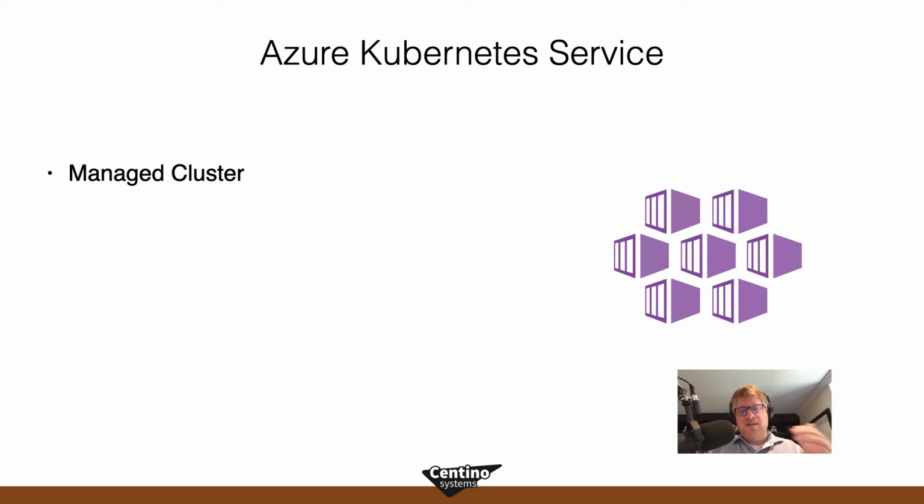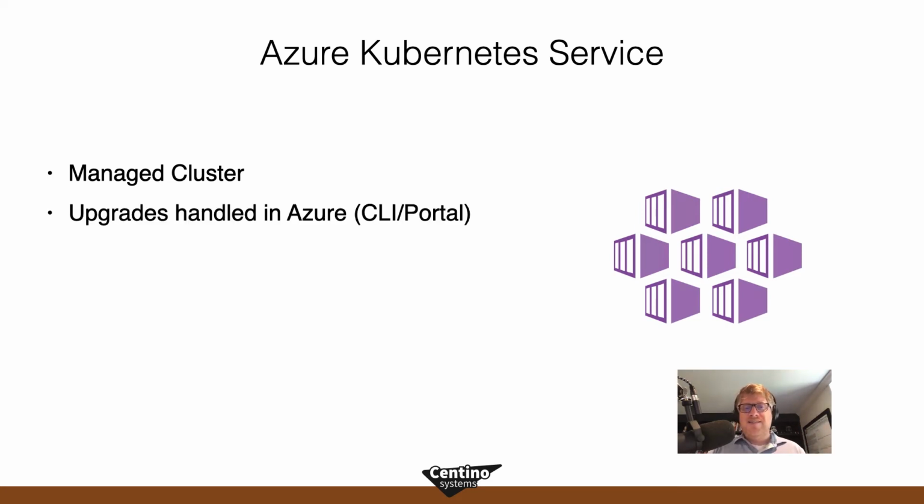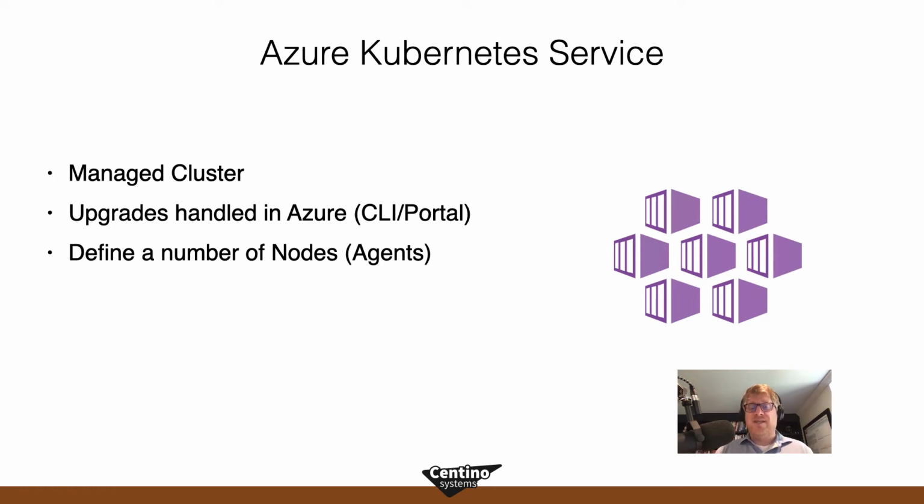So AKS is a managed cluster. And what that means is things like upgrades are going to be managed for you. So moving between versions of Kubernetes is as easy as either running some Azure CLI or making a change inside of the Azure portal. When you deploy a Kubernetes cluster, you're going to define a number of nodes that you want. And today, we're going to get 3 nodes when we deploy our cluster, but we can get 3, 30, 50, however many nodes that we need to run our workload. How many nodes do you need?